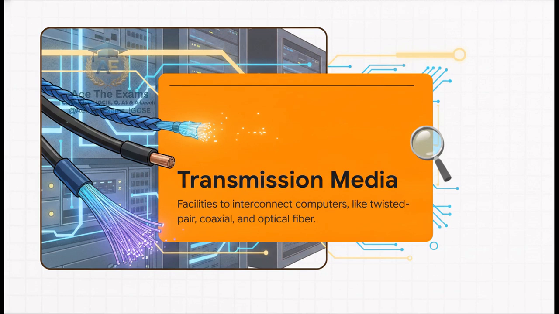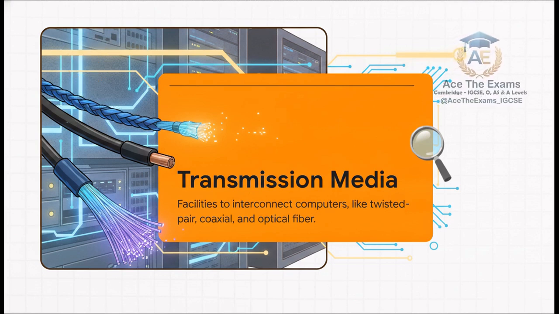Stuff like twisted pair wire, coaxial cable, and optical fiber. Transmission media are the actual physical channels, or links, that enable the transfer of data between those clients and servers. You can think of them as the physical highways of your network.